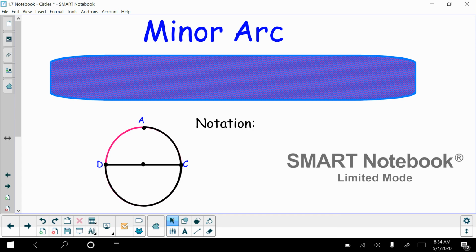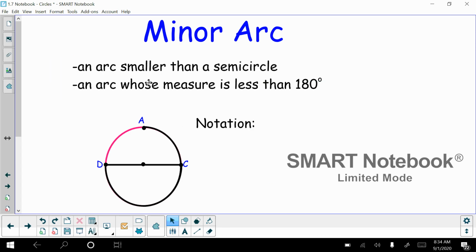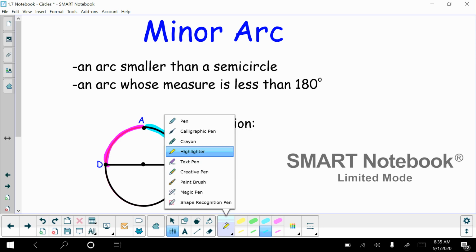Minor arc. This is another type of arc. This is going to be an arc that is smaller than a semicircle, okay, or an arc whose measure is less than 180. So we have a couple of examples here. We have this pink arc. That's a minor arc. And we have this blue arc over here, and that's also a minor arc, okay?